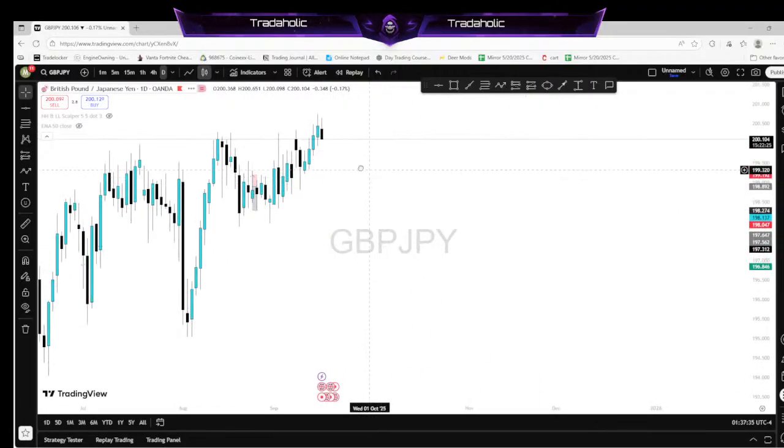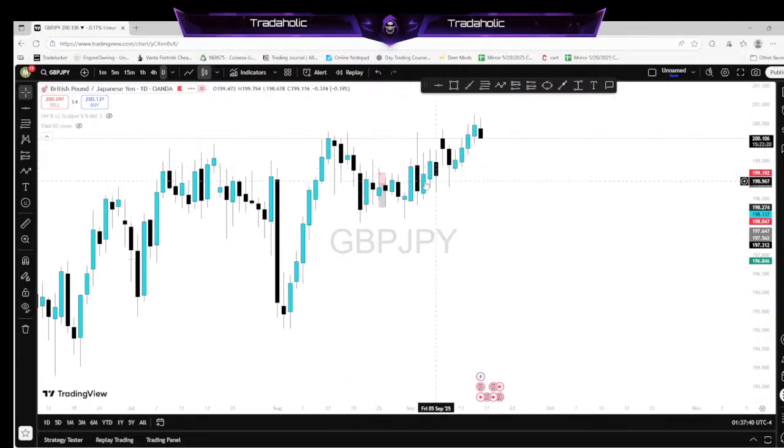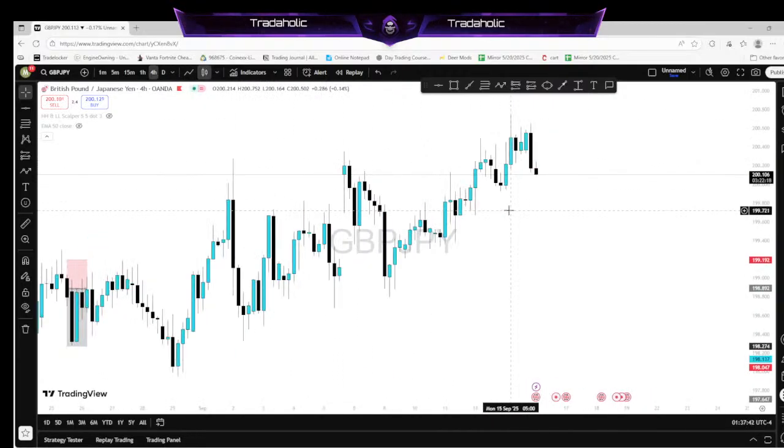Okay, I'm not even gonna do GJ. This looks trash. I don't want to trade this. Actually, we're gonna do it anyway. Overall bullish on daily time frame. Looking on the 4-hour time frame, we're overall bullish as well.